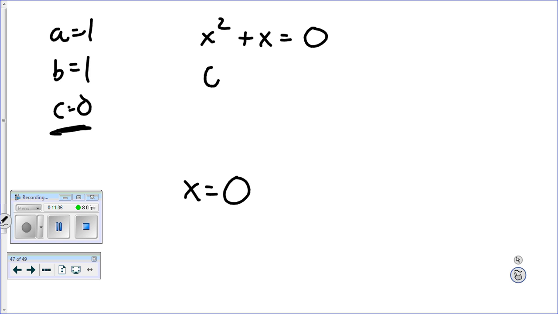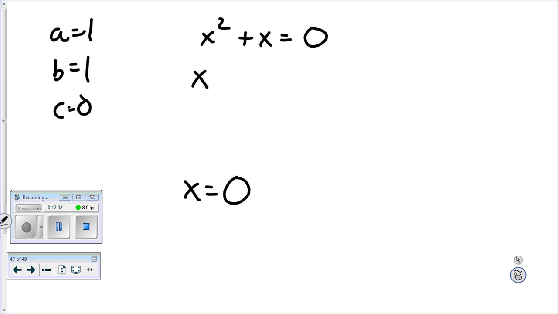If I plug in 0 squared plus 0, that equals 0, okay? So by default, when there's no c term, one of your answers has to be 0, because there's no constant to be added or subtracted, okay? So we're going to factor this one a little bit differently than we factored the last one, okay? So the first thing you want to do is say, do my terms all have something in common? Yes, they have x in common, okay?